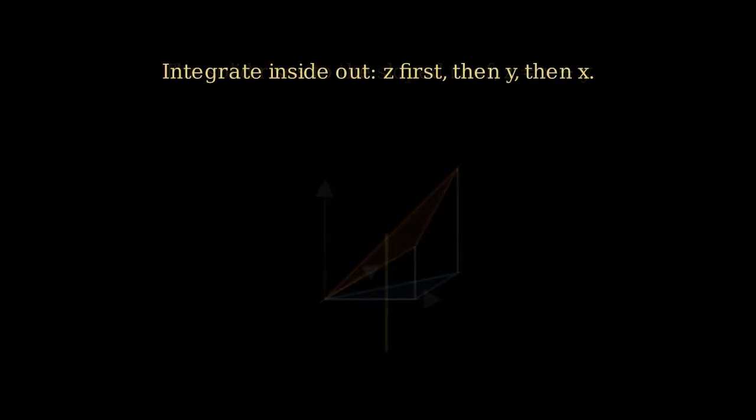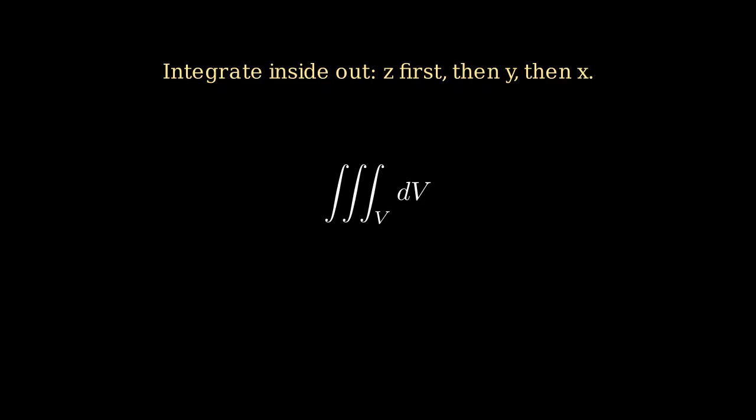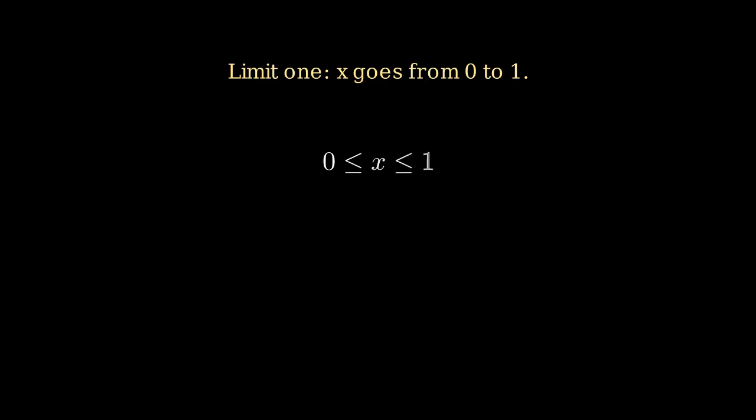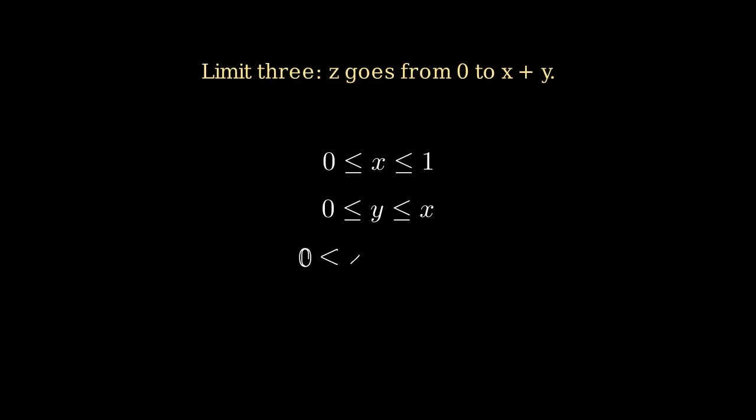To find the volume of this solid, we build a triple integral. In words, we integrate over z first, then over y, then over x, working from the inside out. The limits for x come first. X goes from 0 to 1. The limits for y come next. For each x, y goes from 0 up to x. The limits for z come last. For each x and y, z goes from 0 up to the quantity x plus y.